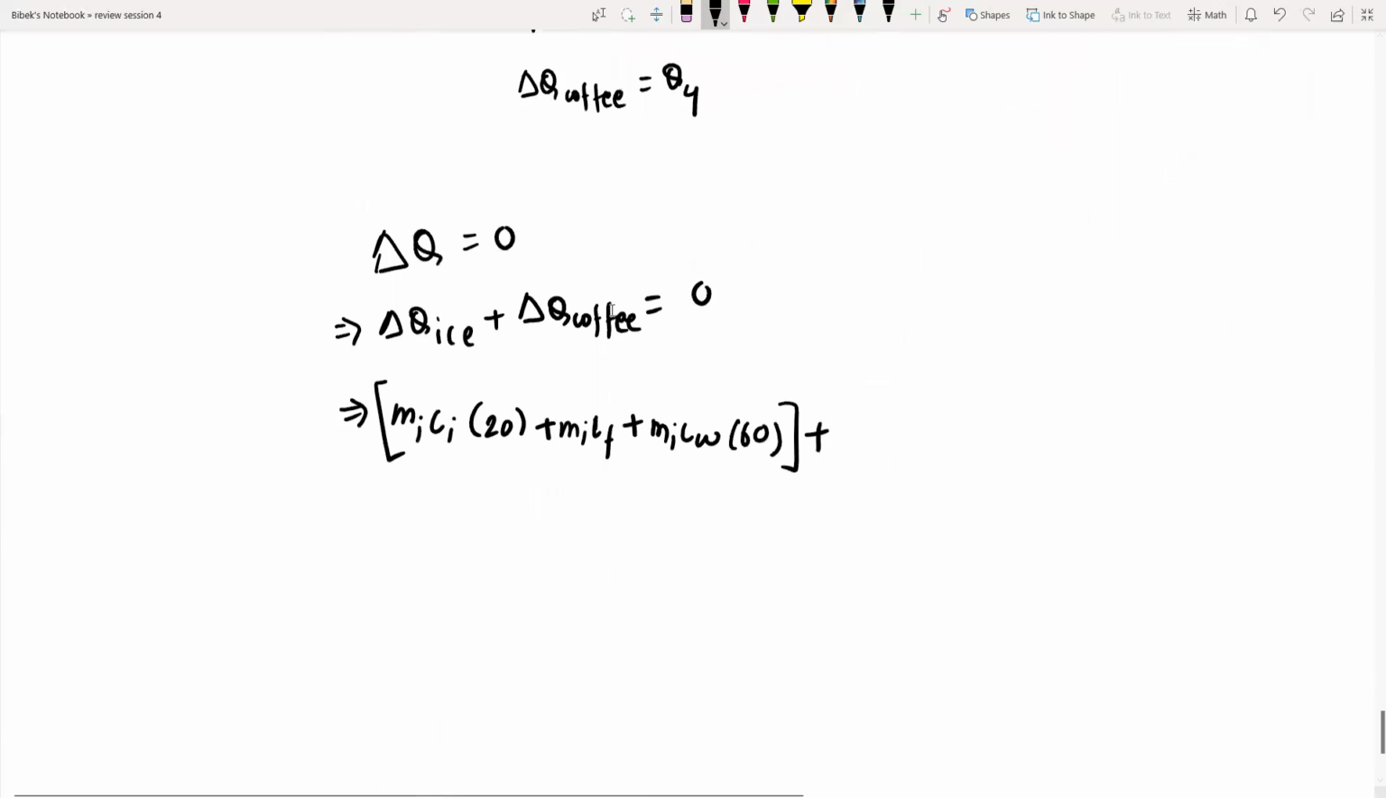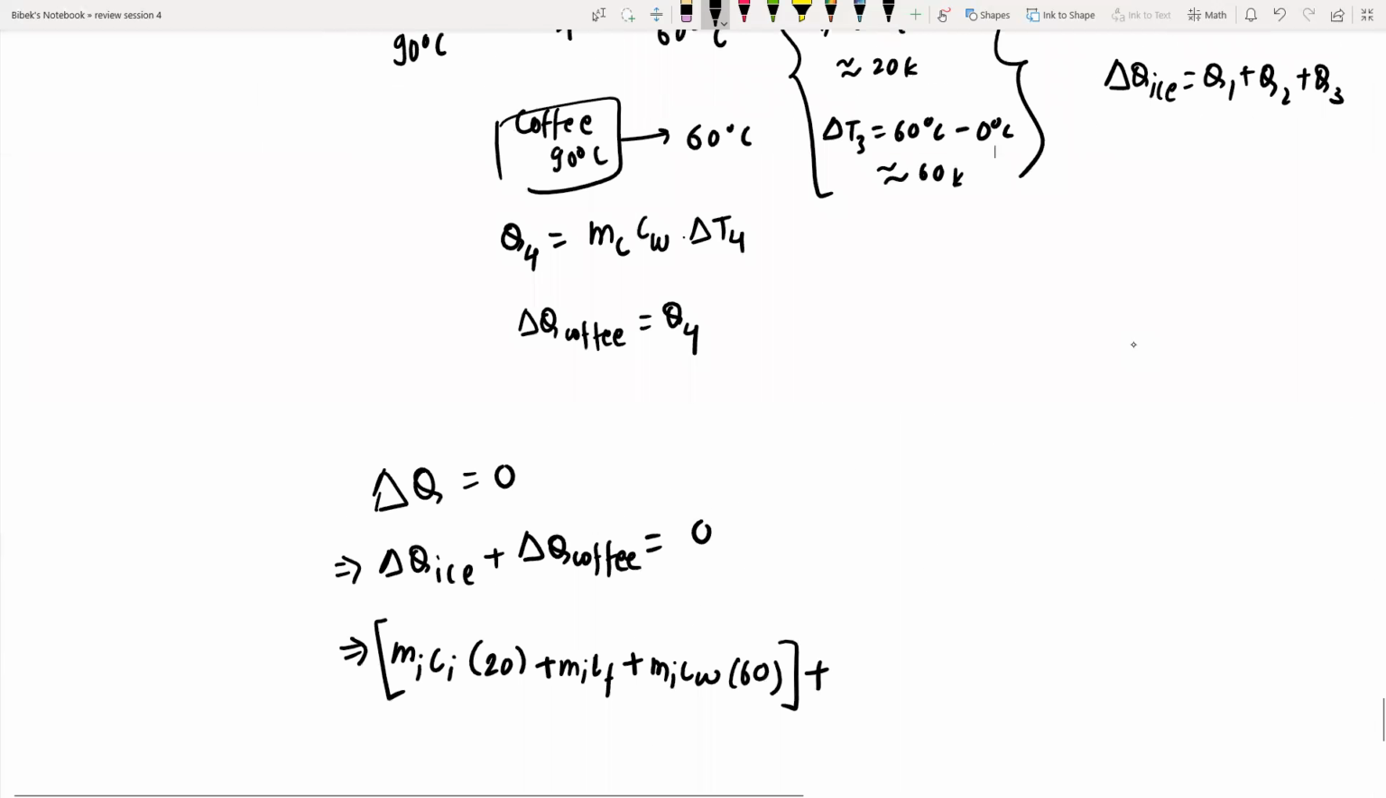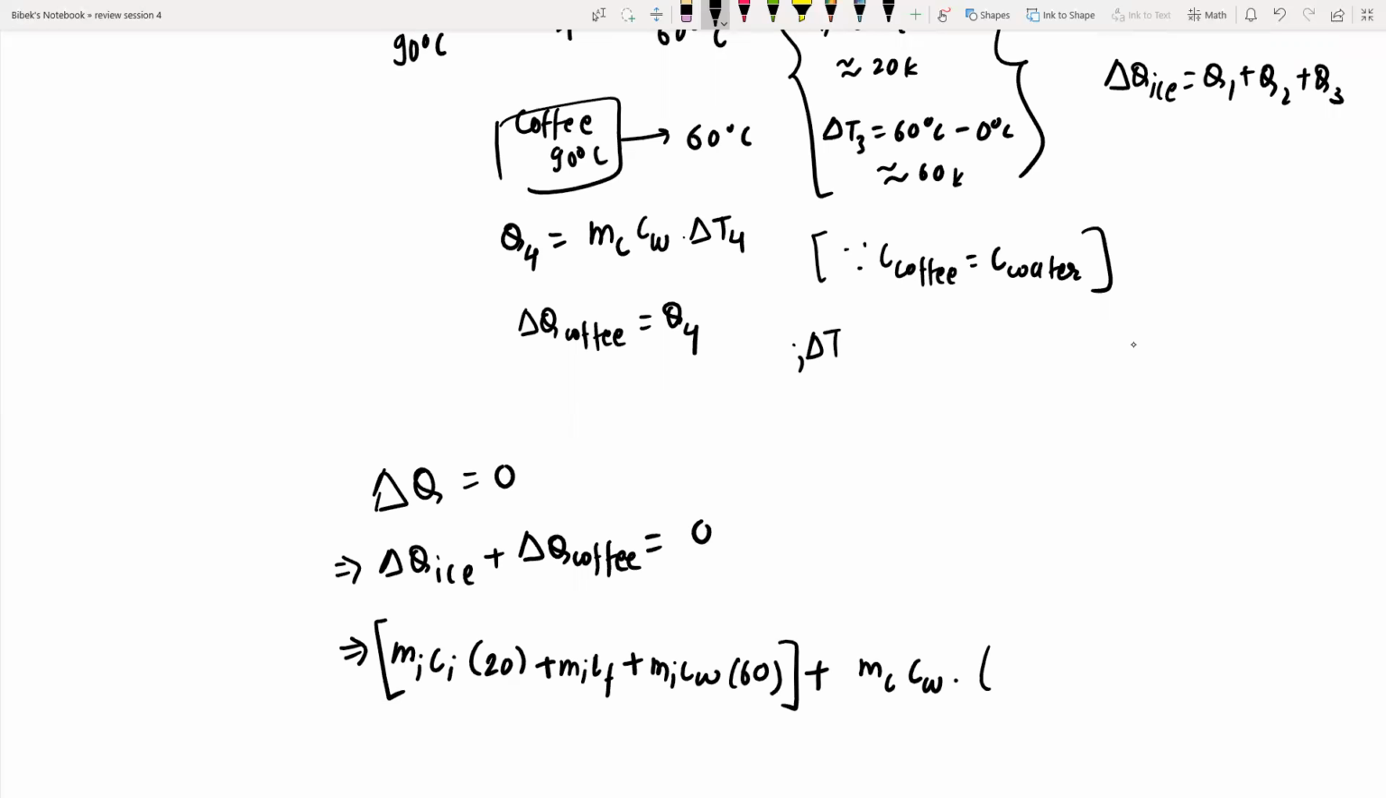So let's do it for coffee. For coffee, you have Mc Cw, because we are taking the specific heat capacity of coffee to be equal to the specific heat capacity of water for this problem. And your delta T is 60 degrees minus 90 degrees. So delta T here is 60 degrees minus 90 degrees. So that will be negative 30 Kelvin.